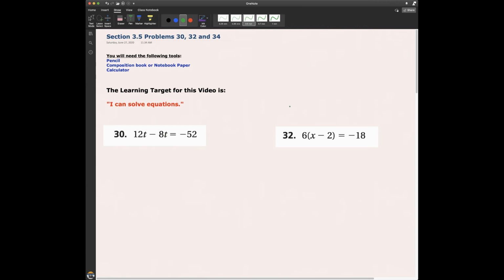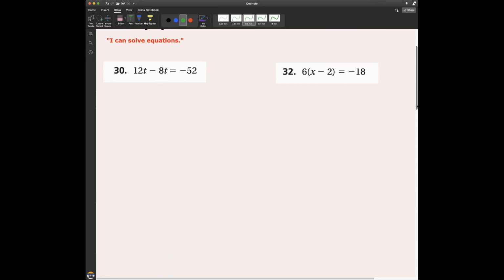This is from section 3.5, problems 30, 32, and 34. You're going to need a pencil, composition book, or notebook paper to take notes, and you might need a calculator. The learning target for this video is I can solve equations. So you should hopefully be able to say that. These are some interesting equations. They don't look like equations we have seen before, but they're not that hard to solve. All right, let's go ahead and get started.